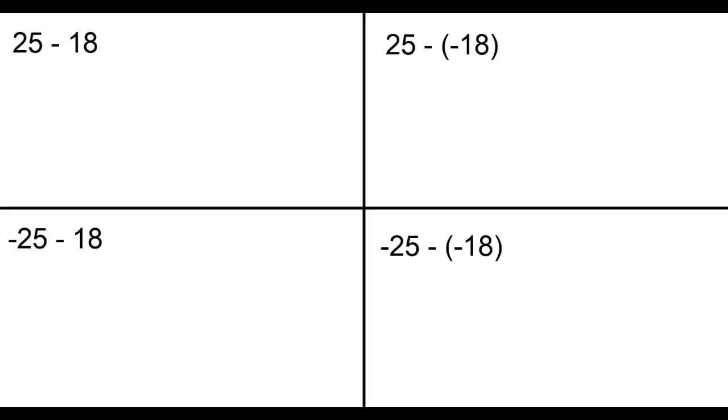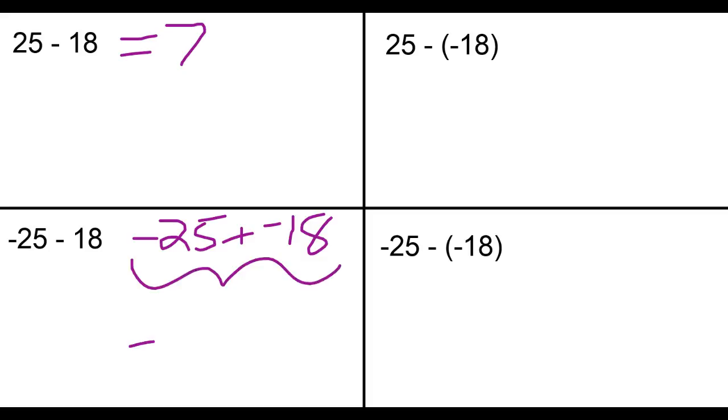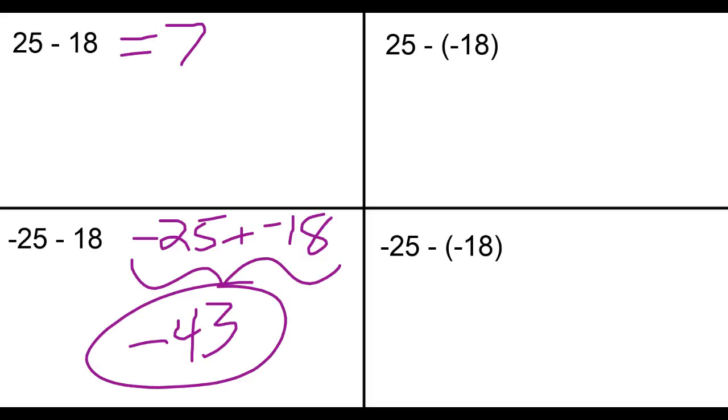Well, 25 minus 18 in the upper left is 7. We're familiar with that. Negative 25 minus 18 in the bottom left. Subtracting 18 moves left, so this is the same as negative 25 plus negative 18. That means we're moving left twice in a row, first to negative 25 and then 18 more in the same direction is negative 43. Those two numbers have the same sign, so we add their absolute values to get our distance from 0.